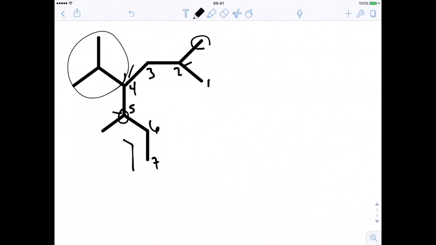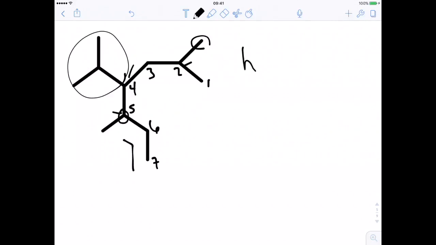So lastly, you want to put them in alphabetical order. Now something to note is that prefixes other than iso and cyclo do not count when talking about alphabetical order, so you would actually use those prefixes rather than ignore them. So since we have an isopropyl, the iso is going to count, so we use the iso first.